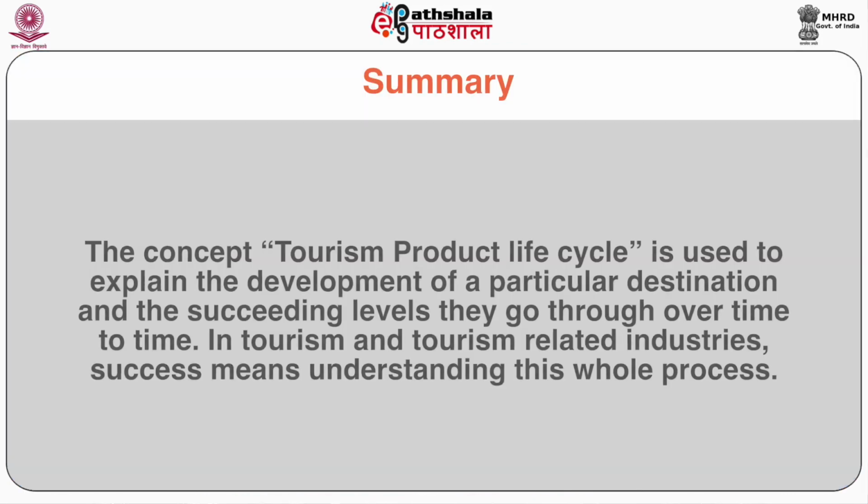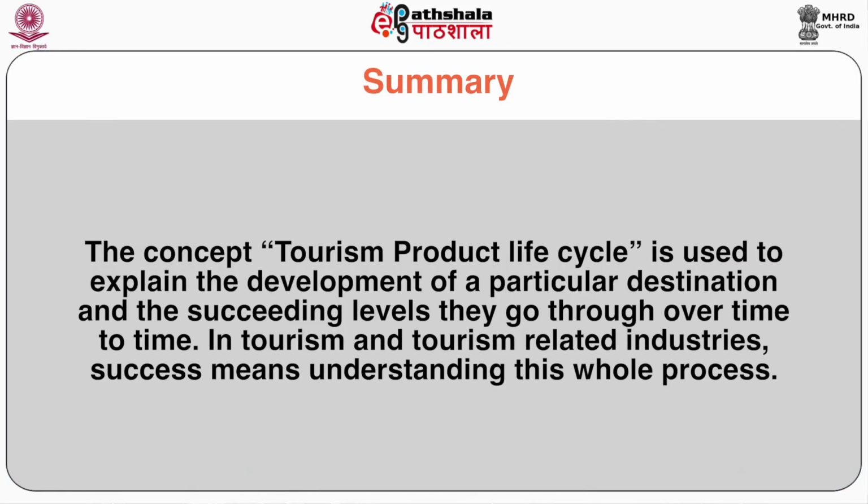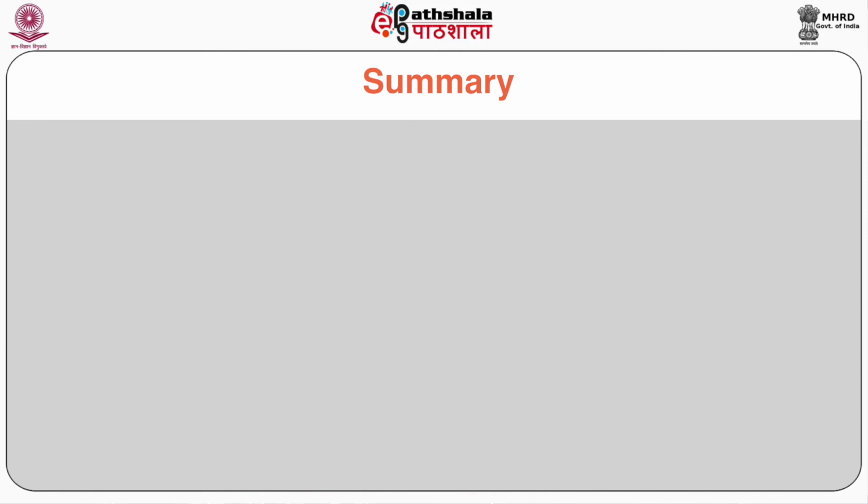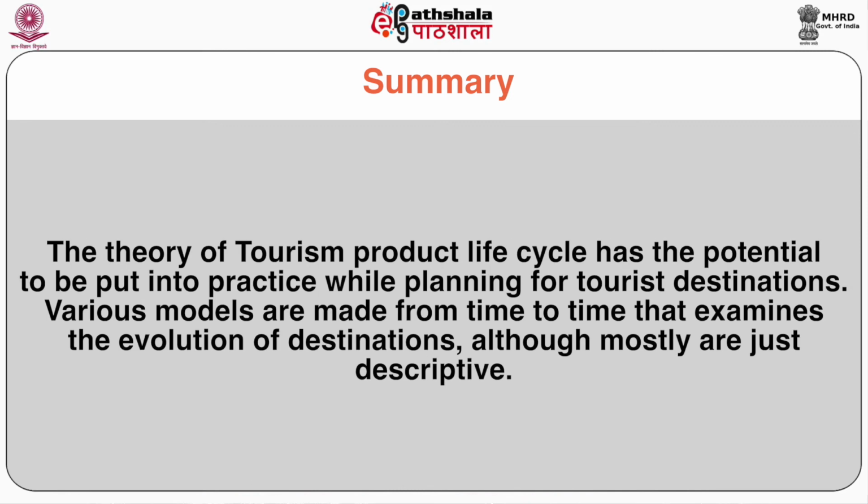Different types of tourist products are natural tourism products, man-made tourism products, symbiotic tourism products, event-based tourism products, and site-based tourism products. The concept of tourism product life cycle is used to explain the development of a particular destination and the succeeding levels it goes through over time. In tourism and tourism-related industries, success means understanding this whole process. The theory of tourism product life cycle has the potential to be put into practice while planning for tourist destinations.